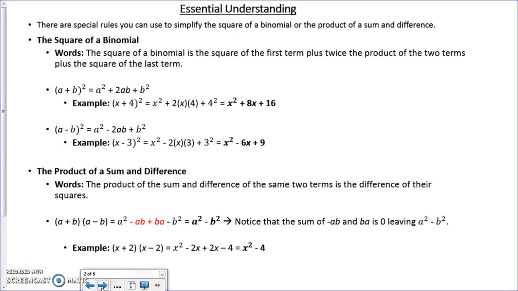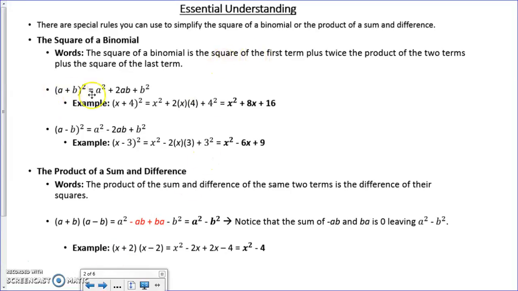In words, this is what it means. The square of a binomial is the square of the first term plus twice the product of the two terms plus the square of the last term. So here are your two possible squares of a binomial. The first one is (a + b) squared. That is equal to a squared plus 2ab plus b squared.